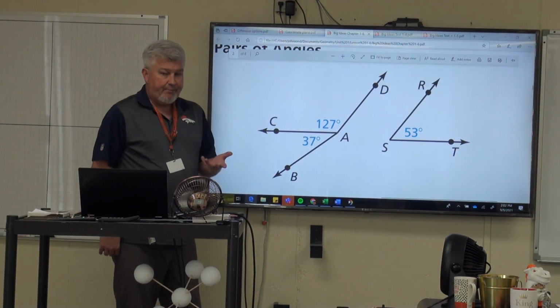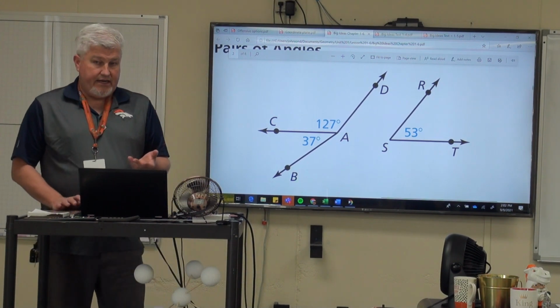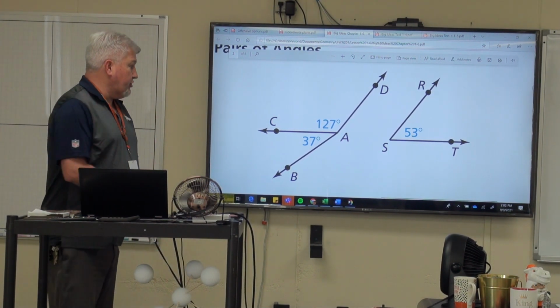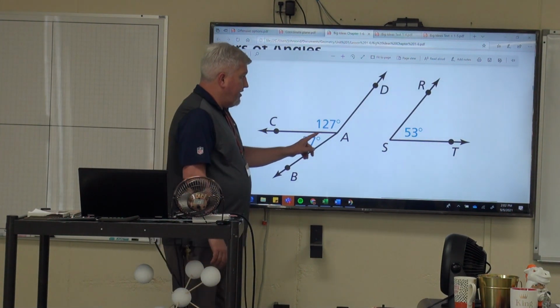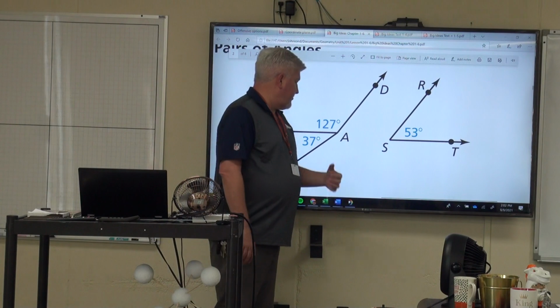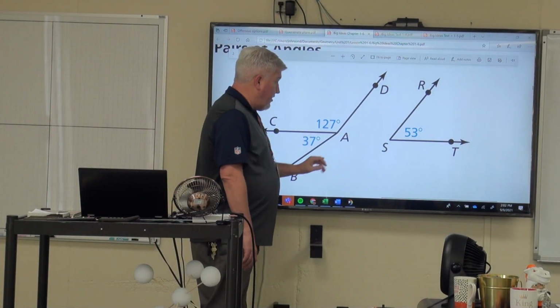So let's start with complementary. We want two angles that when added together give you 90 degrees. Should not be hard to spot. Angle CAB is 37 degrees. Angle RST is 53 degrees. 37 plus 53 is 90. So those two angles are complementary.